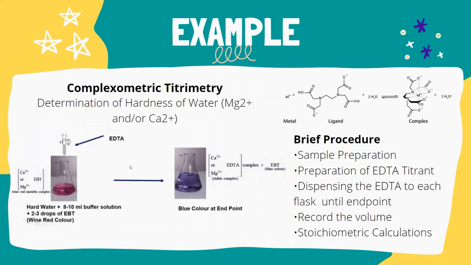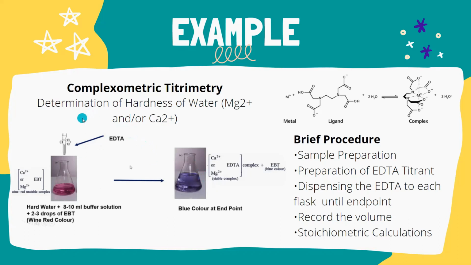As an example of complexometric titrimetry is the determination of hardness of water, magnesium and calcium ions in water sample. So as a brief procedure, you do sample preparation of EDTA titrant, dispensing of EDTA titrant. Yung EDTA is the short term for ethylenediaminetetraacetic acid, until endpoint and recording of the volume and do stoichiometric calculation.